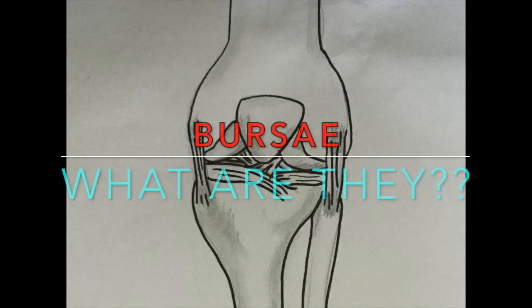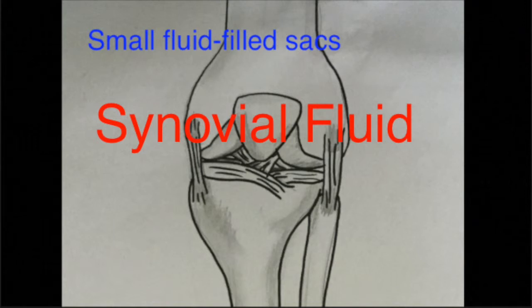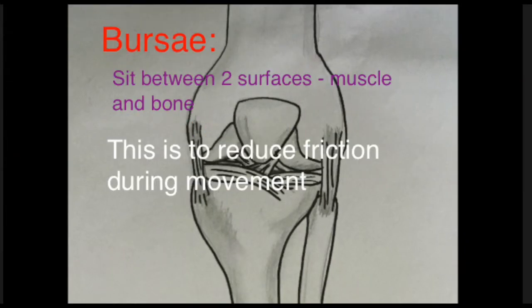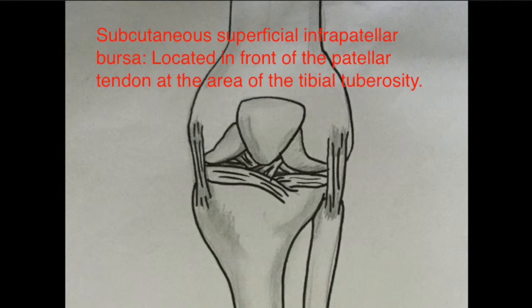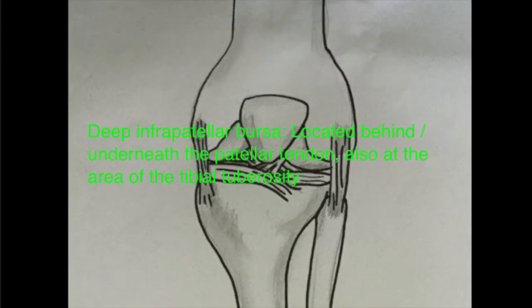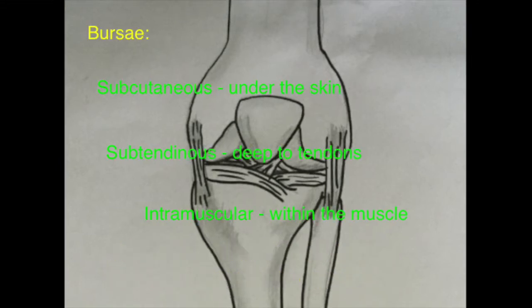So what about bursa? Where are they? Bursa are small, fluid-filled sacs filled with synovial fluid. They sit between 2 surfaces, usually around muscle and bone, and they reduce the friction, a bit like a ball bearing. Some common bursa of the knee joint are subcutaneous superficial infrapatellar bursa, deep infrapatellar bursa, and there is also an infrapatellar fat pad. Bursa can be subcutaneous, subtendinous, or intramuscular.